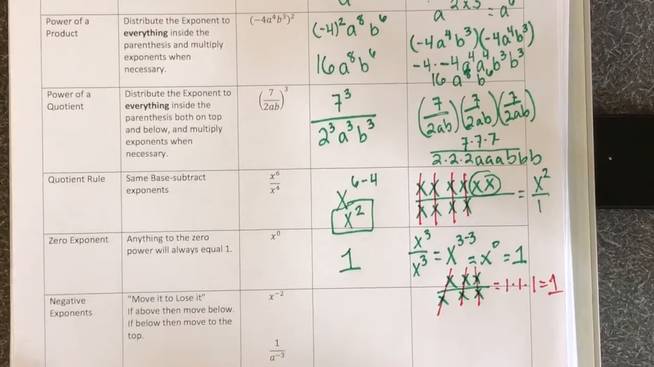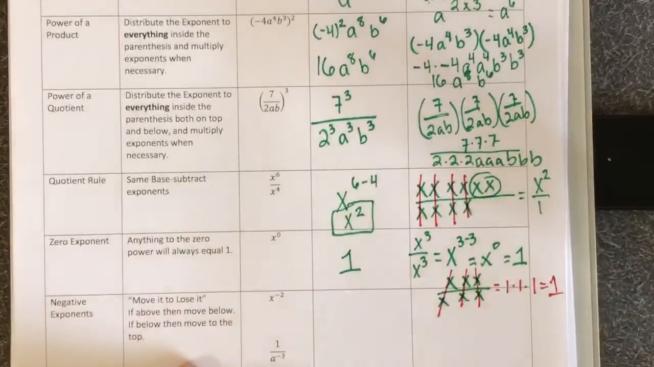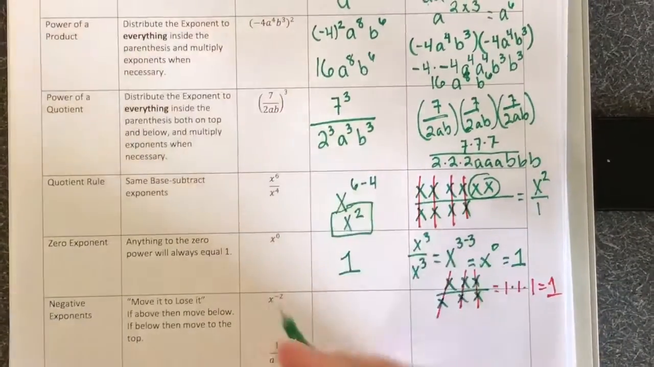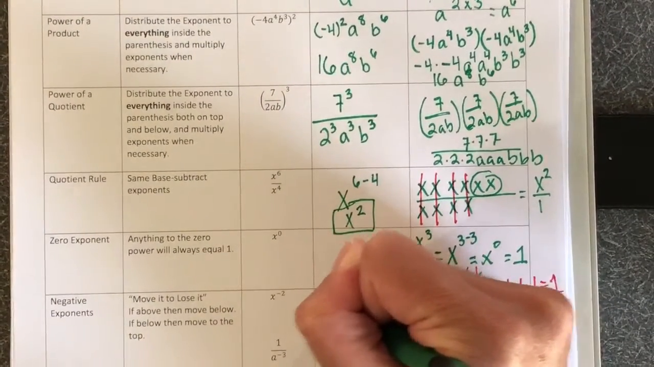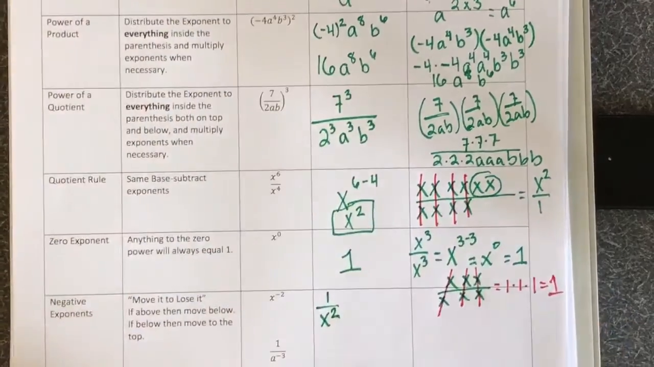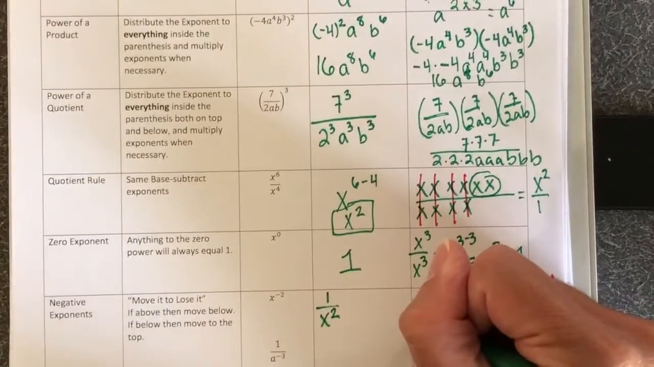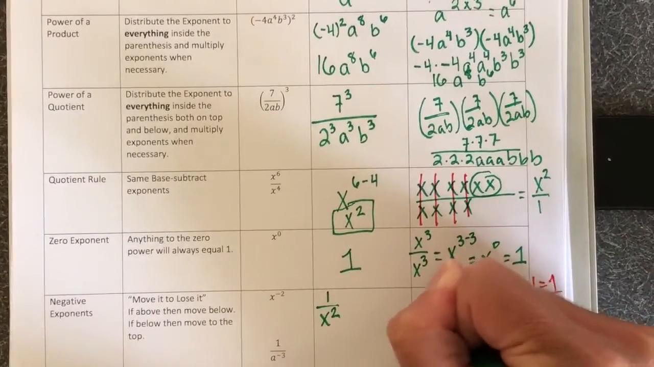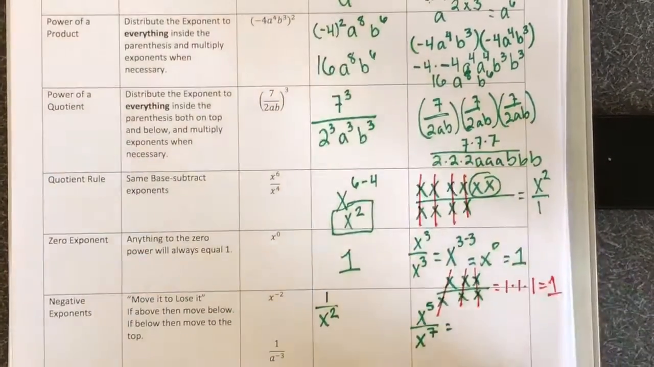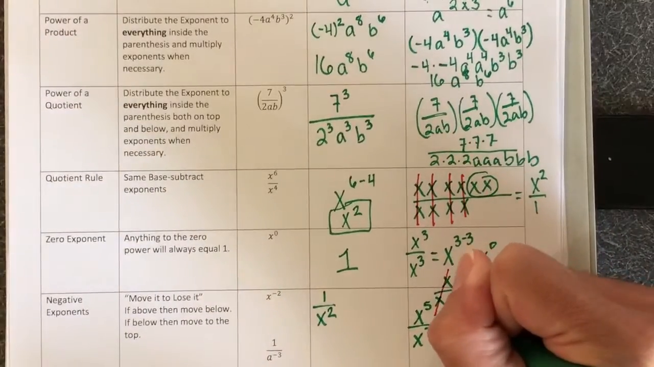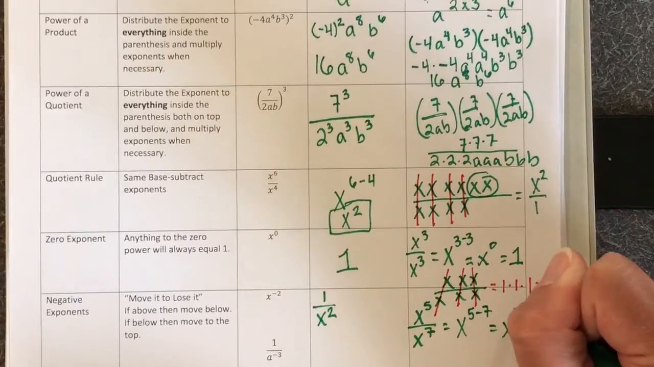And so now that goes back to the move it to lose it. So what does x to the negative 2 have a value of? Well, I'm not allowed to have negative exponents, so I move it to lose it, so it becomes 1 over x squared. Okay, well, let's look at an example. What if I had, for example, x to the 5th over x to the 7? So if I go by my rule of subtracting my exponents, it becomes x to the 5 minus 7, which is x to the negative 2.